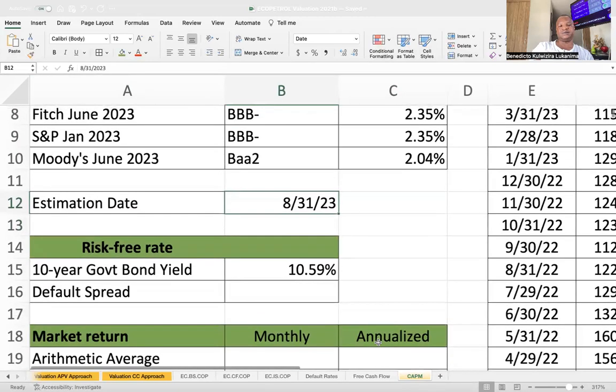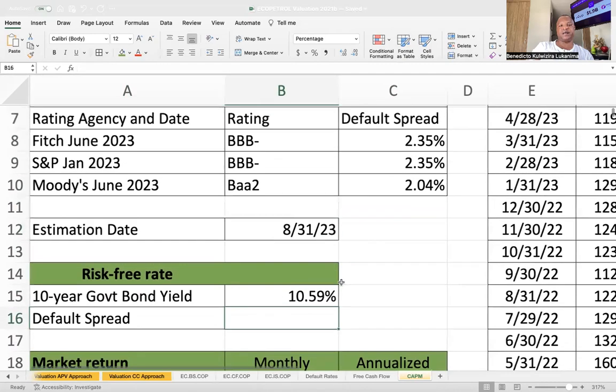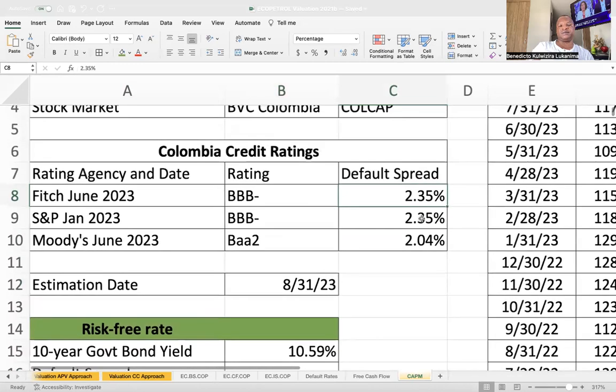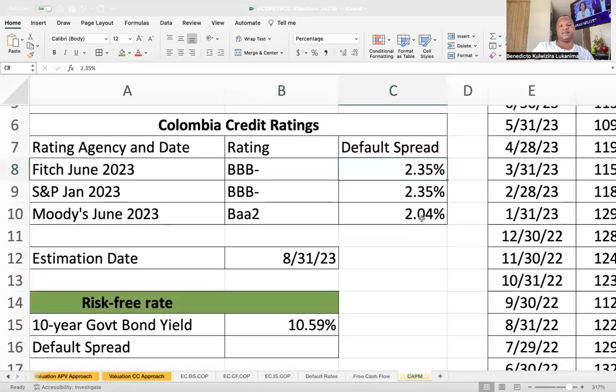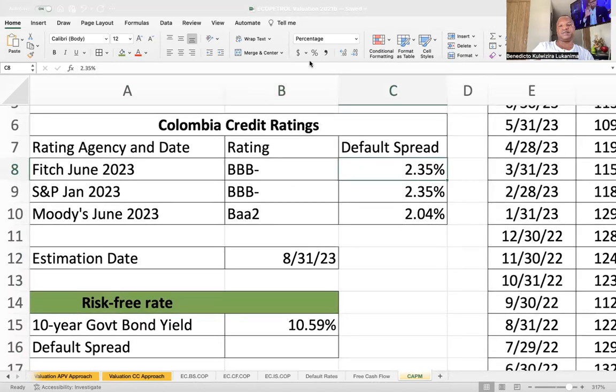And therefore, we use a 10-year government bond yield, which was 10.59 on 31st August 2023. It would be adjusted for default spread because Colombia is not AAA rated, so there is risk. Now, how do we find default spread data? I'll take you online to give you some example based on this company.